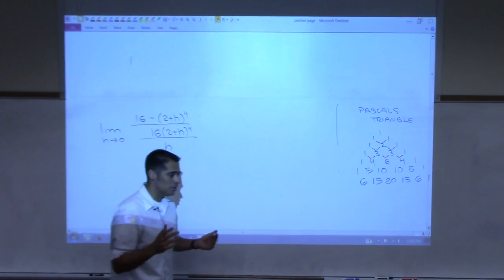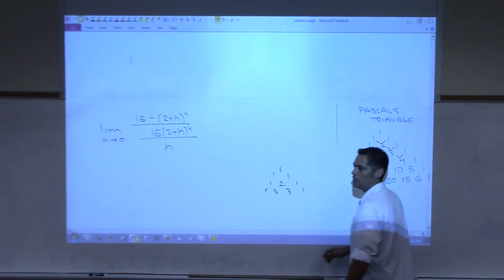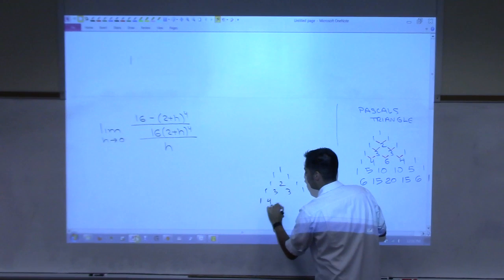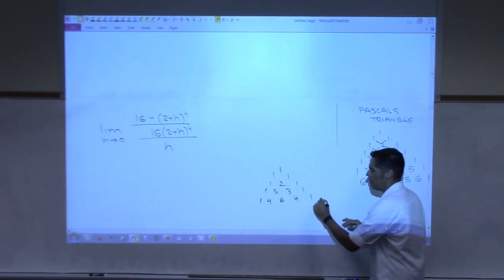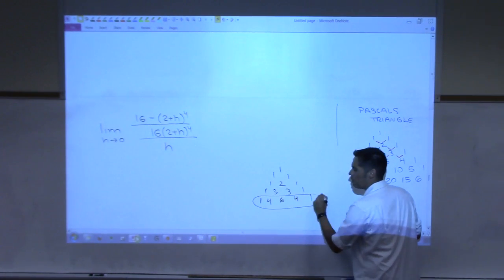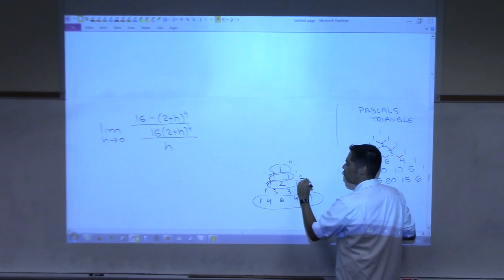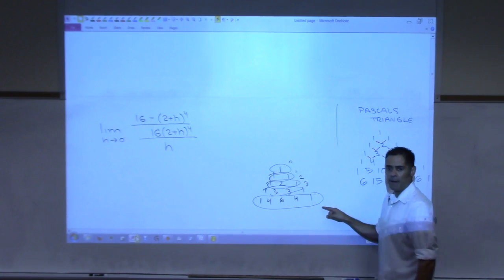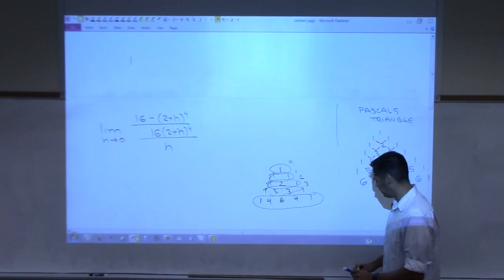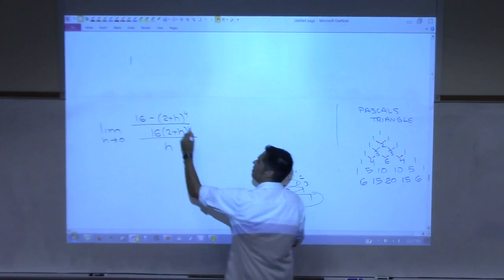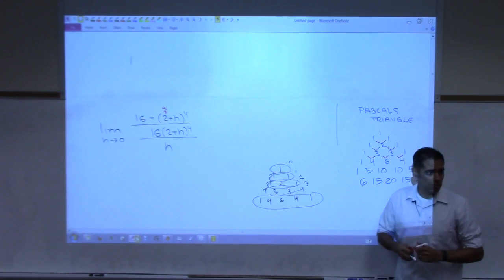So here's how I could do this quickly. 1, 1, 1, 1, 2, 1, 1, 3, 3, 1, 1, 4, 6, 4, 1. This is my Pascal's triangle. This corresponds to the fourth power. Remember, this is the 0th power, first power, squared, cubed. This is the fourth power. I know my coefficients. This is a. Be careful with that. a is 2, a plus h.